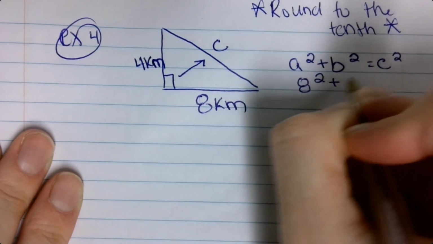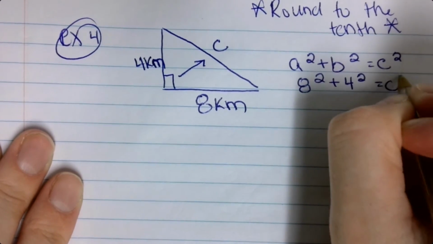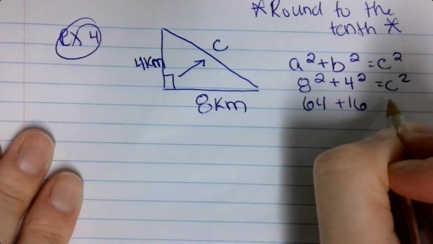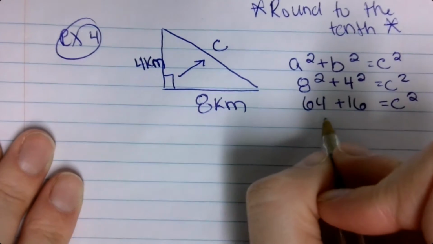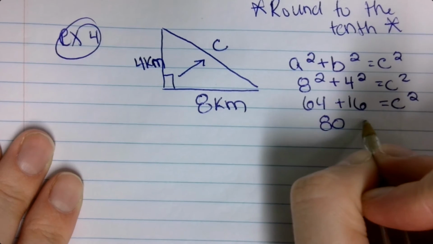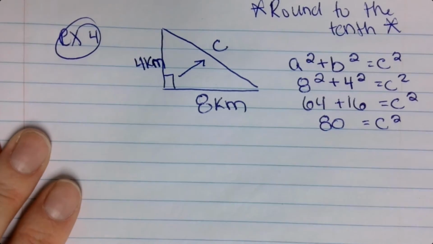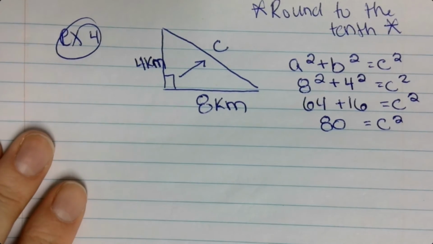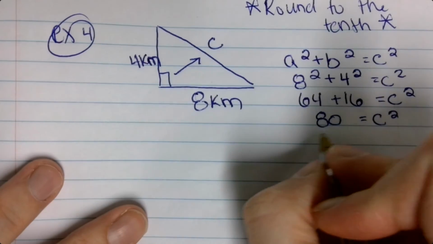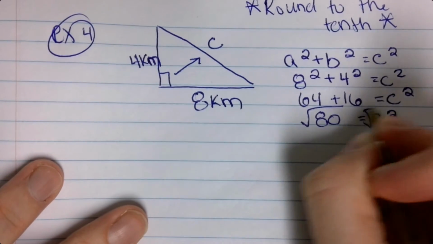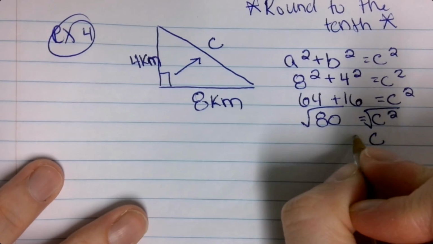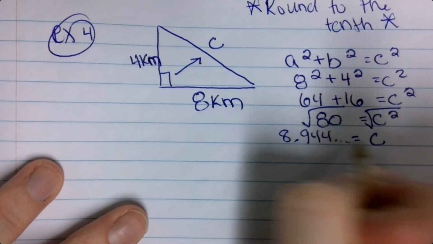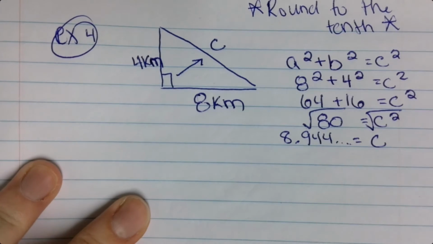8 squared plus 4 squared equals c squared. 64 plus 16 is c squared. So that is 80 equals c squared. If you put 80 in and you take the square root, it is not a pretty number. If we take 80 and do the square root, we get 8.944.